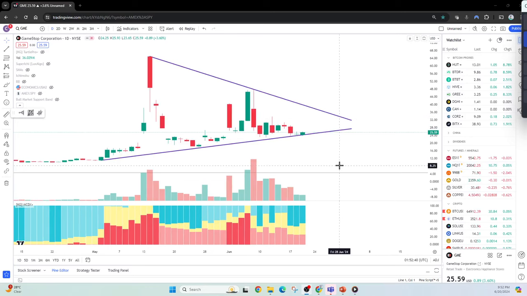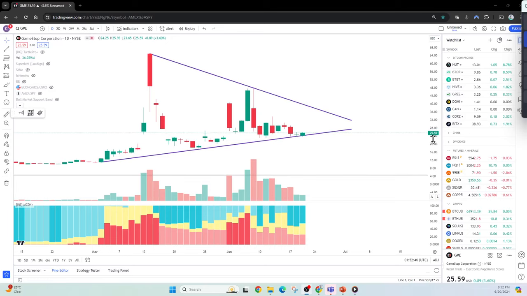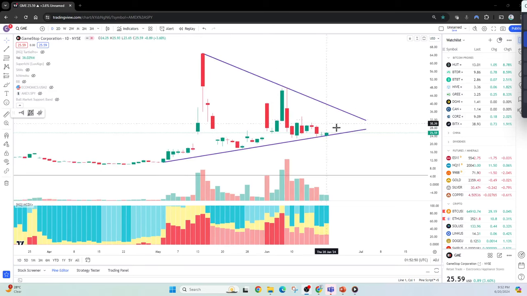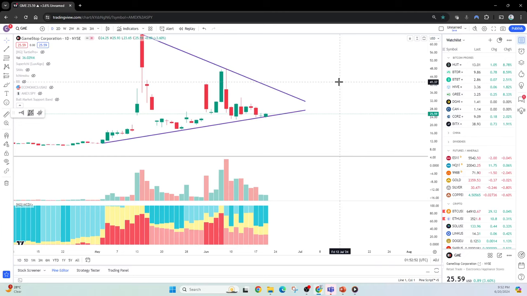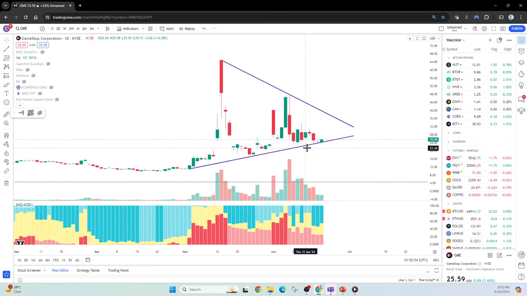I did a GME update, I think, this past weekend. I basically just said that it was going to go sideways for about a week or two. It's going to get pretty boring. It looks like it's getting pretty boring here. It's just basically stuck in a range between this triangle over here. It's doing a whole lot of nothing, which is what I would expect it to do.